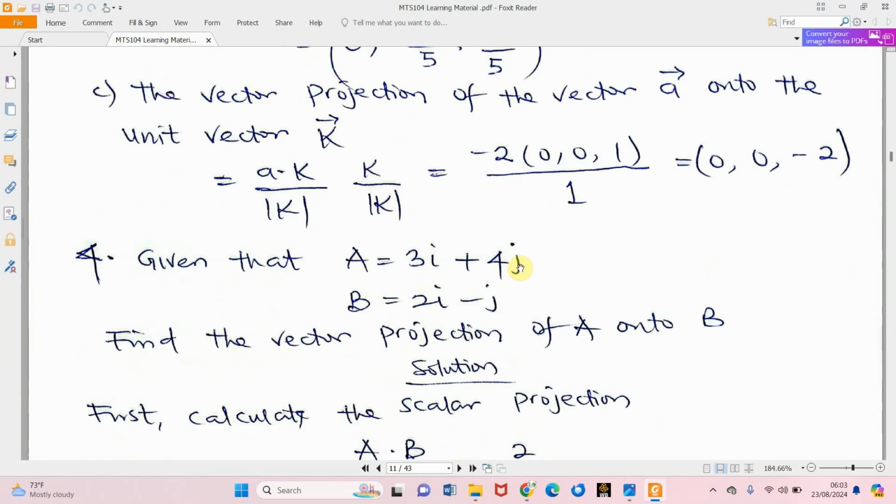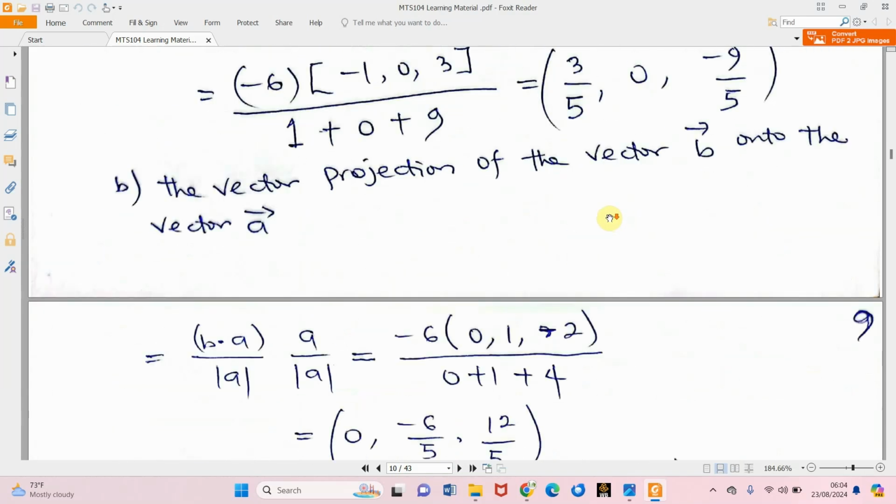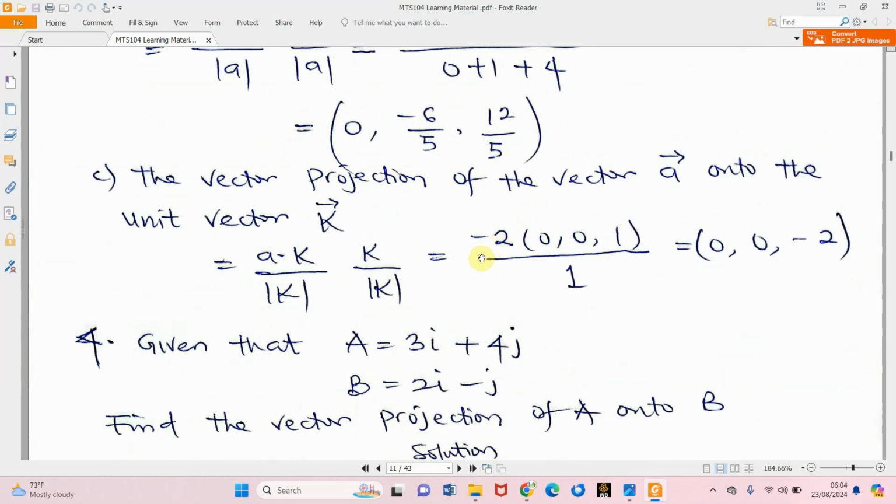Now the third thing is that we want to find the vector projection of vector A onto unit vector K. And what is the unit vector K? Unit vector K is 0i, 0j and 1k. So here we need to find the dot product between A and K. Vector A is 0, 1, minus 2, so it's 0 times 0, 1 times 0, then minus 2 times 1. That will give us minus 2.